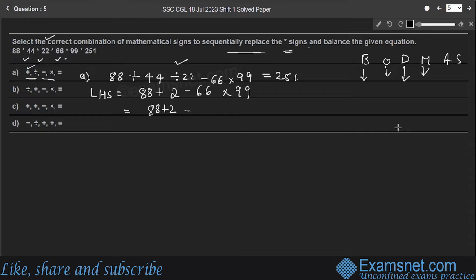So you will get 6,534. Therefore, here students, though we solve the remaining part, you will get a negative integer, right? Which is not equal to 251. Since 66 into 99 is a big 4-digit number, its corresponding sign is minus, right? You will get a negative integer. So option A doesn't satisfy the equation. It doesn't balance the given equation. Therefore, option A is not the answer.